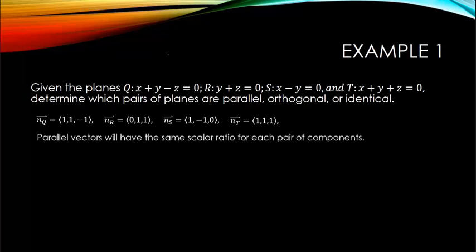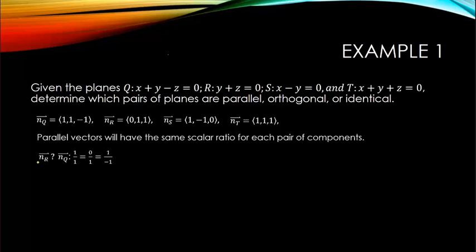I'm going to look for parallel vectors that have the same scalar ratio for each pair of components. If that scalar ratio is identically equal to 1 for each component, I know that my planes will be identical. If the ratios are equal but not equal to 1, I'll know that they're parallel.